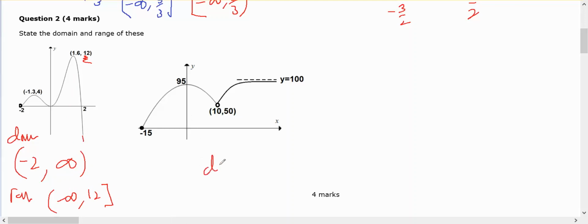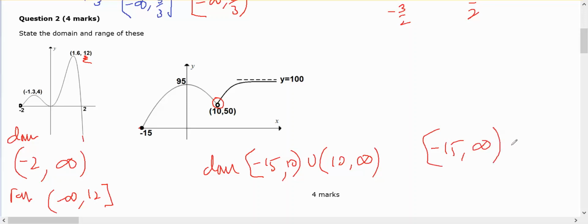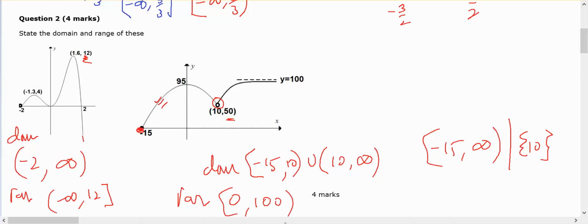And the second part, the domain includes minus 15, goes all the way but doesn't include 10, and then goes to infinity. You could have written minus 15 to infinity, excluding 10 as another way, and the range, the lowest range value is 0, and doesn't include 50, but does include 50 over here, all the way up to 100, but not inclusive of 100. So that's question 1 and question 2.